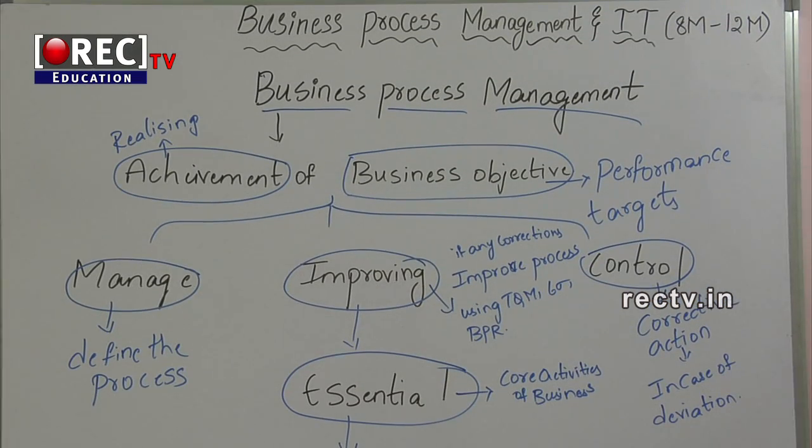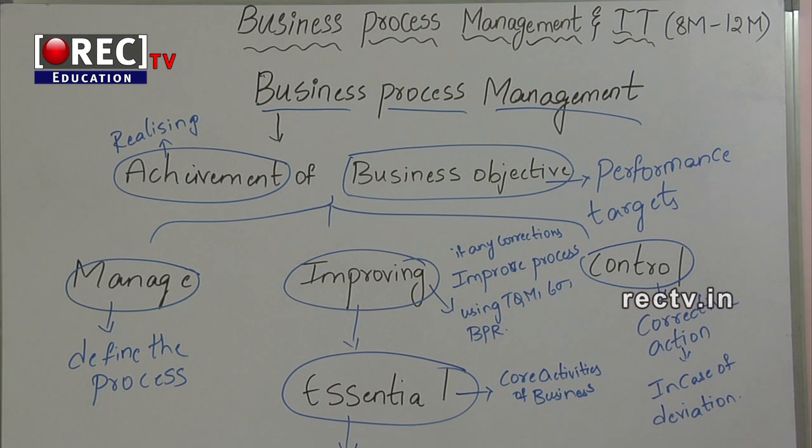We have seen what is meant by business, what is meant by process, and what is meant by process management. Now let us see completely what is meant by business process management. It is the achievement of business objectives by managing, improving and controlling the essential business processes.